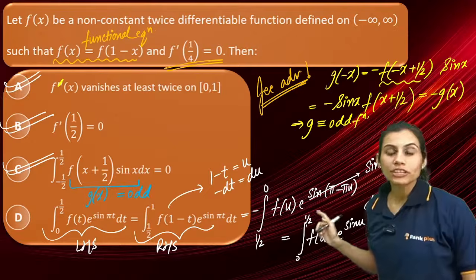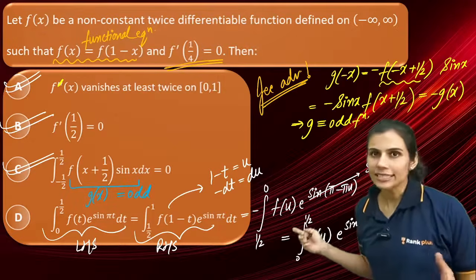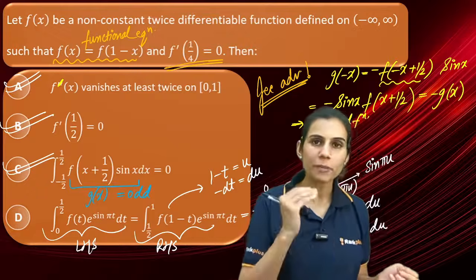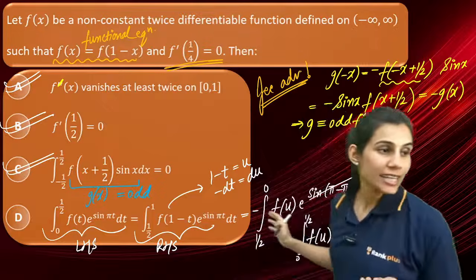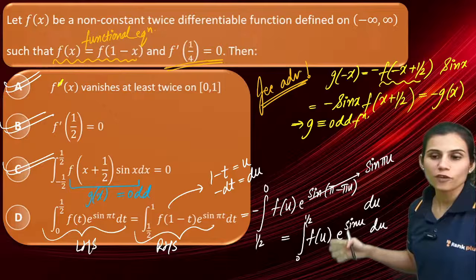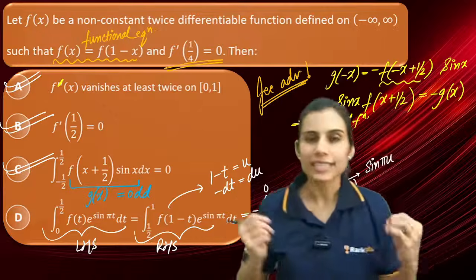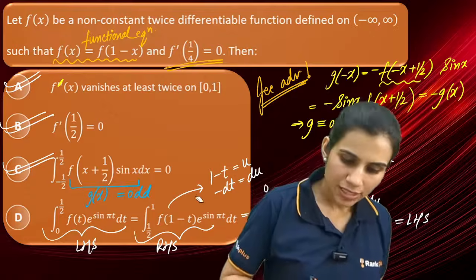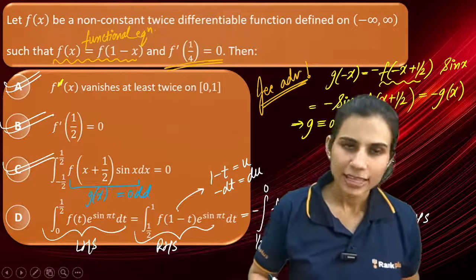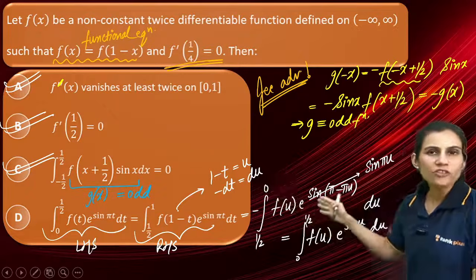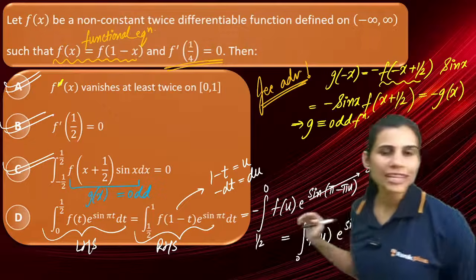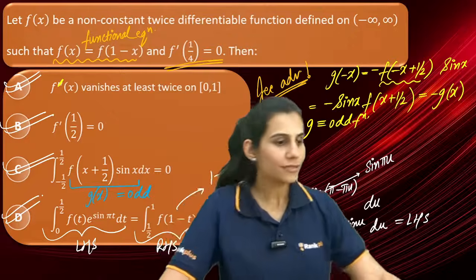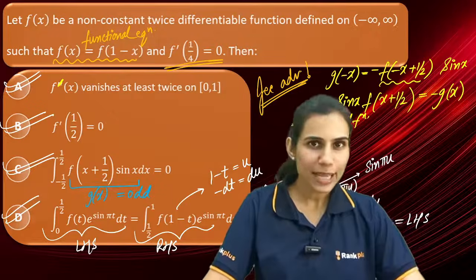If you treat u and t as dummy variables and same, your left hand side is also the same, 0 to half f of t e to the power sine pi t dt, and right hand side has come out to be 0 to half f of u e to the power sine u du, exactly the same, LHS equal to RHS. So you started with RHS and you've manipulated it by the perfect substitution and converted it equal to LHS. Bingo, you're done. Easy peasy lemon squeezy.